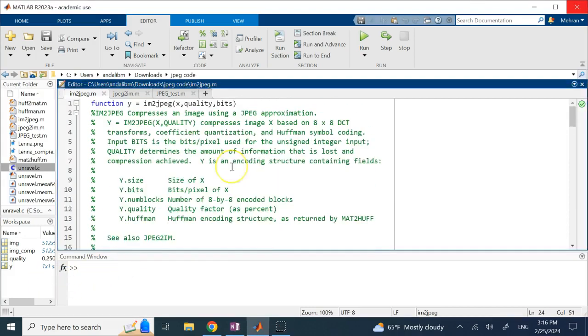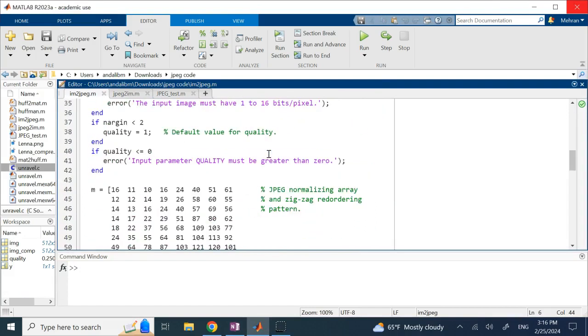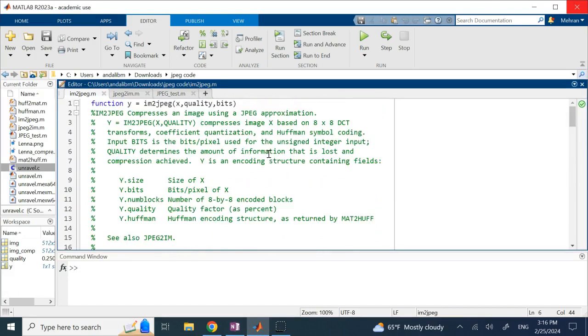These are the functions that you can see at the end of the book, Digital Image Processing by Gonzalez. So none of these functions are written by me, and I don't claim any credit on them.